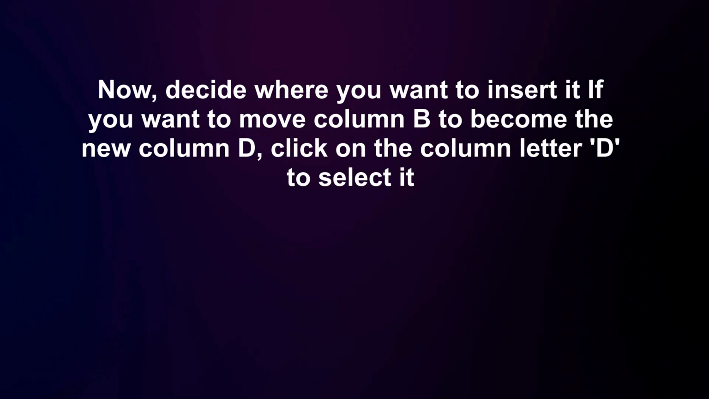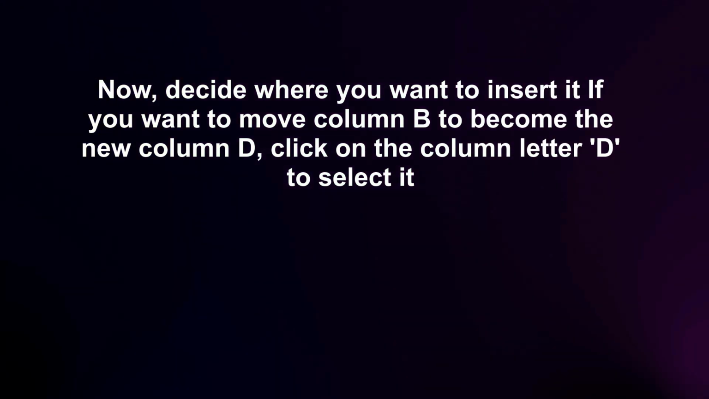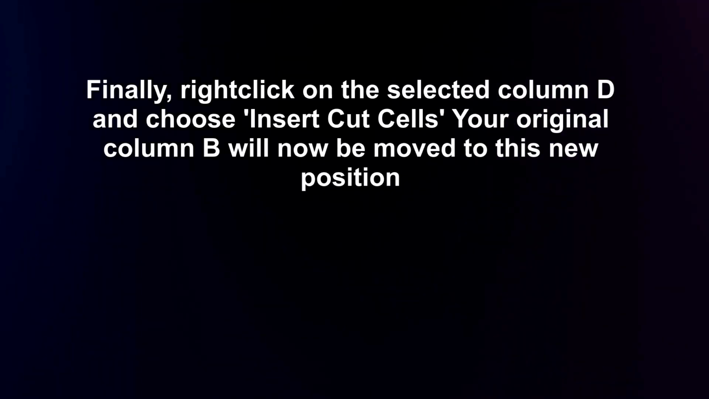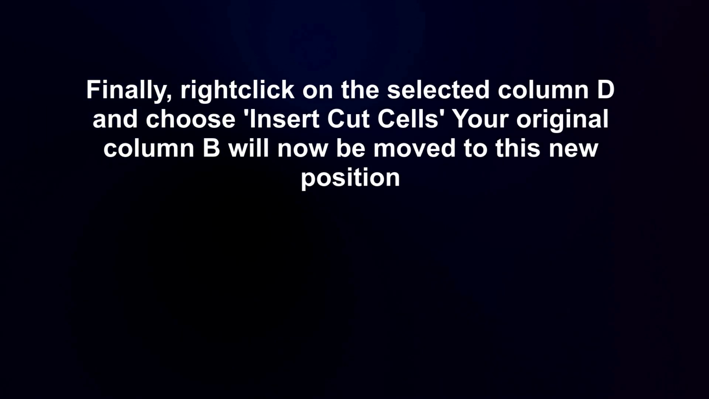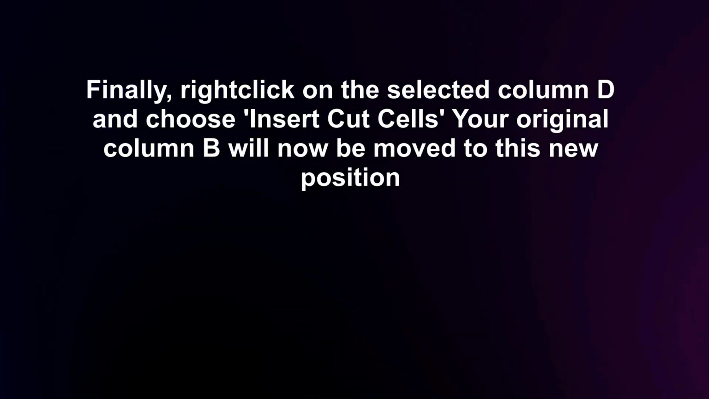Now, decide where you want to insert it. If you want to move column B to become the new column D, click on the column letter D to select it. Finally, right-click on the selected column D and choose Insert Cut Cells. Your original column B will now be moved to this new position.